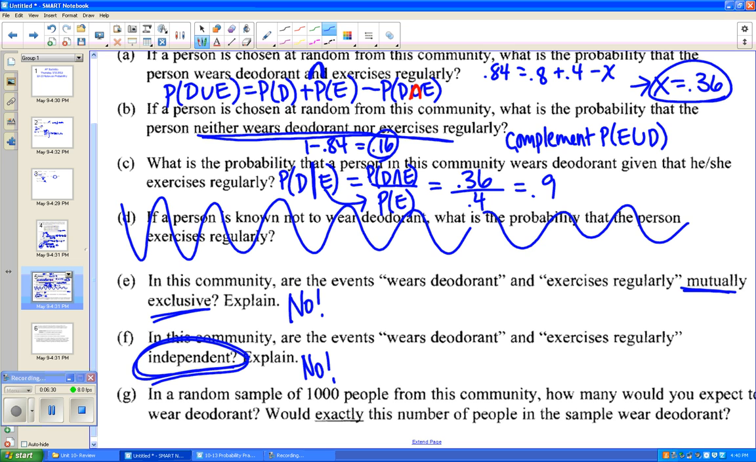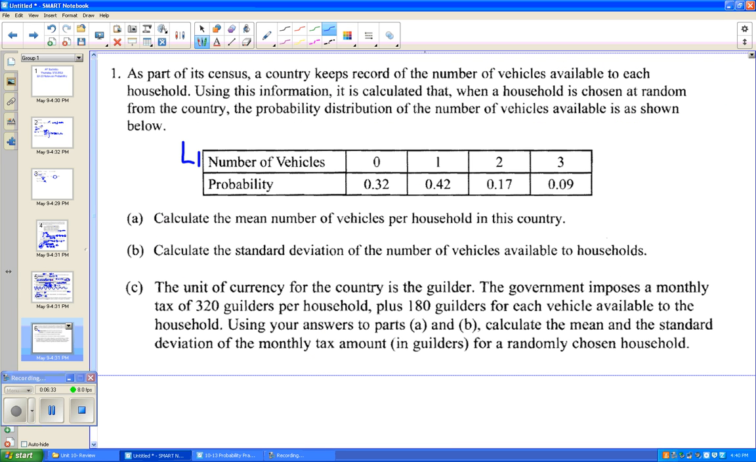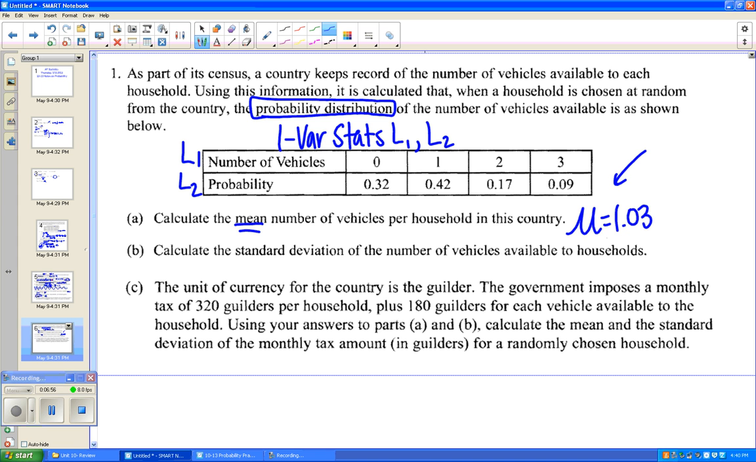Okay. Last question that we're going to do together today. We're given some lists. So I'm speeding through this, but you should be reading this. Anytime you have lists, you should be looking at lists. We're talking about the number of vehicles. This is a probability distribution. We only have one variable. So I'm going to do one var stats L1, comma L2. List 1 is going to be my number of vehicles, and I'm going to use that to calculate the mean. When I do this, I get 1.03, and again, that's the X bar on the calc. This is the number of vehicles that people have. I'm asked for the standard deviation, that's sigma, and you get 0.921.